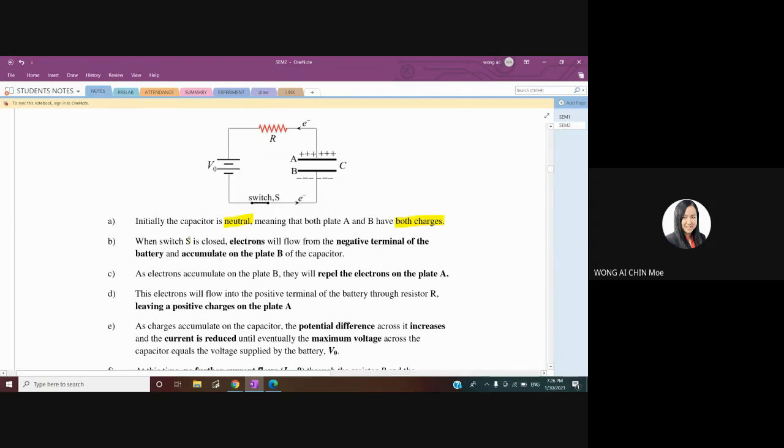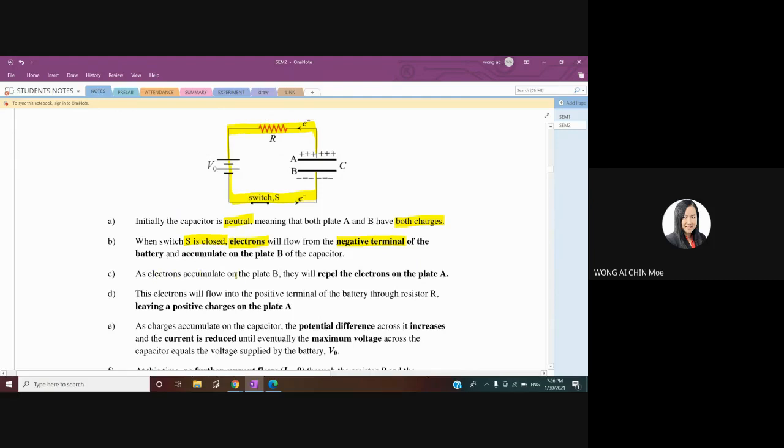So when the switch S is closed, the current will start to flow and the electrons will start to flow. Electrons will start to flow from the negative terminal of the battery and accumulate on plate B. Meaning that electrons from plate A will go to plate B.